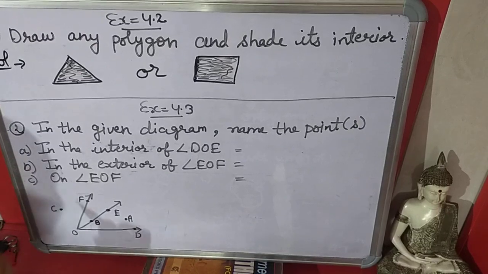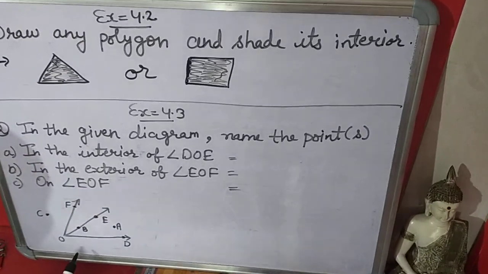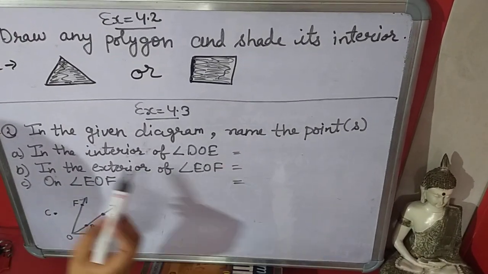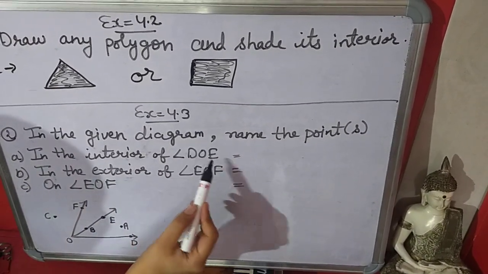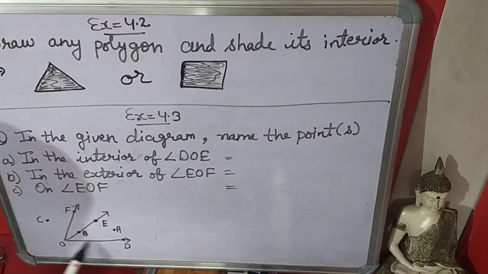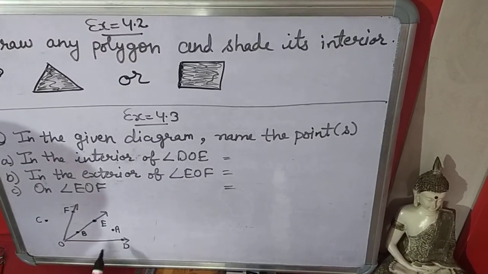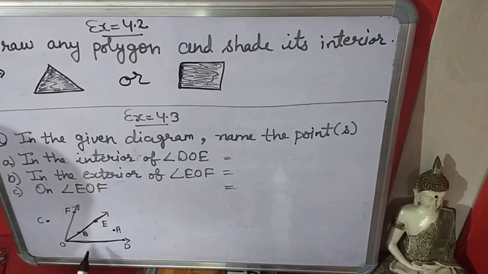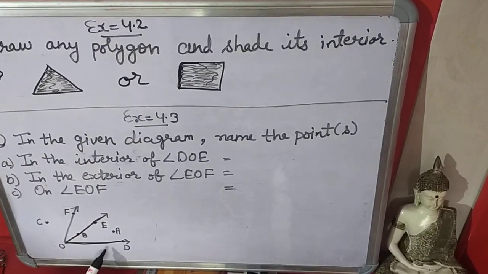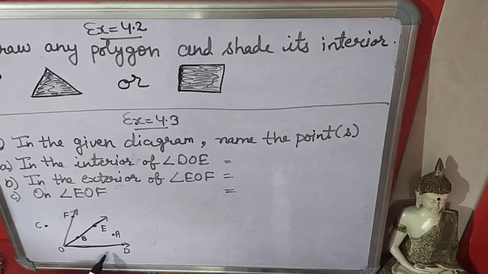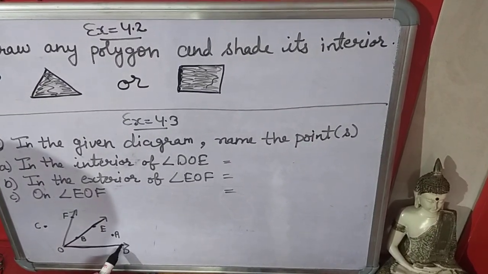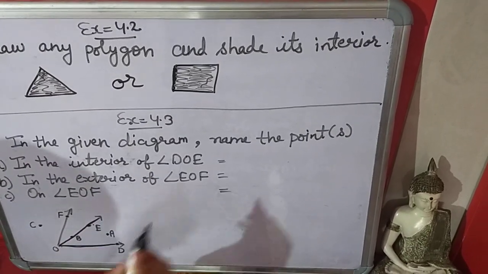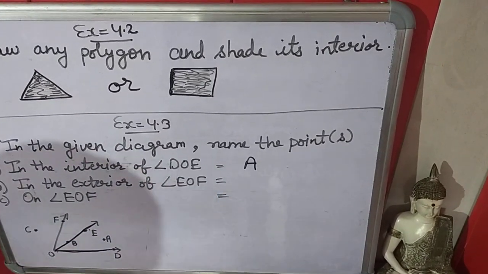Next, second question. In the given diagram, name the points in the interior of angle DOE. Interior means inside. Angle DOE. This angle. He is talking about angle DOE. The points that are inside it, the interior points, you have to write those points. So in the interior of DOE, only one point is there, that is A. So here there is only point A.